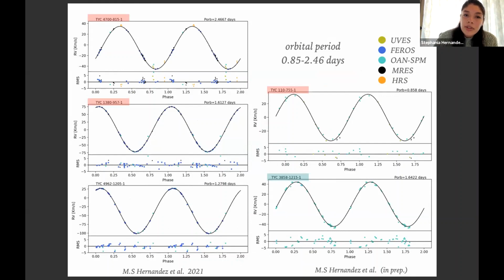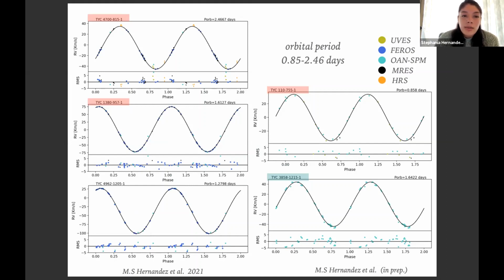We performed high-resolution spectroscopy with five different telescopes from the northern and southern hemispheres to maximize the sky coverage. All five targets we selected have orbital periods constrained between 20 hours and 2.5 days. The three targets in red have slightly evolved secondary stars. We know this because the radius is bigger compared with the zero-age main sequence star radius.